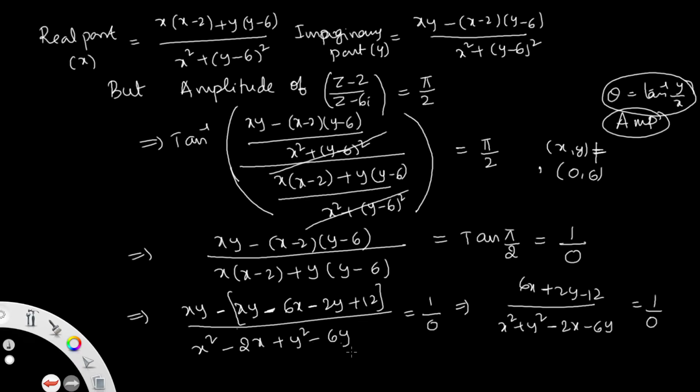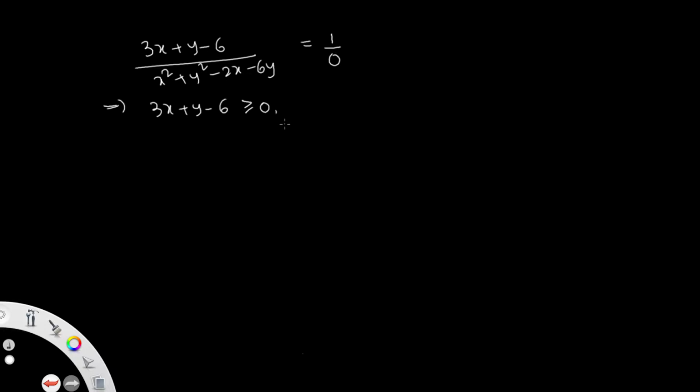On the next page I will write that it becomes (3x + y - 6) divided by (x² + y² - 2x - 6y) equal to 1/0. Then we can write 3x + y - 6 should be greater than or equal to 0, and x² + y² - 2x - 6y = 0, and (x, y) should not be equal to (0, 6). If it is 0, the point lies on the circle. Why?